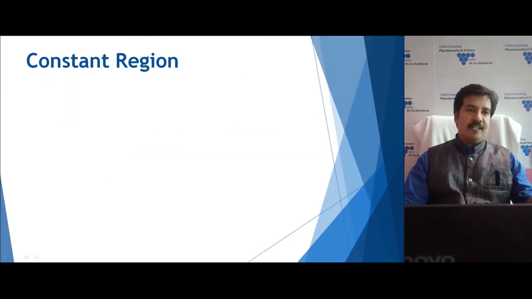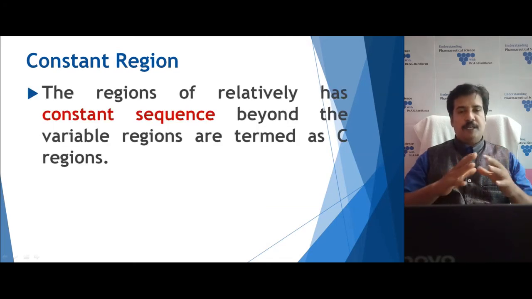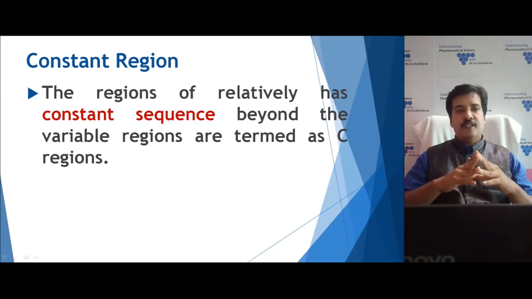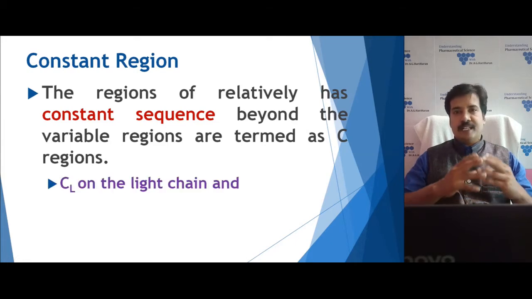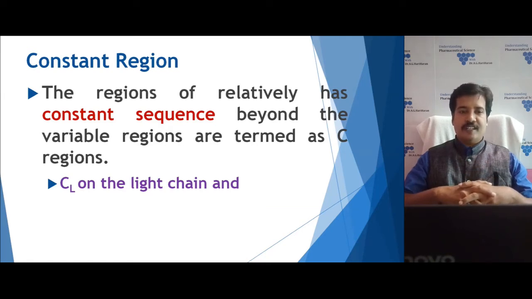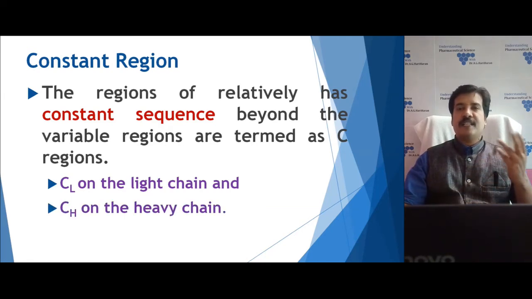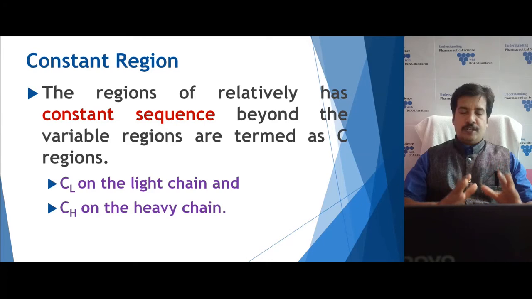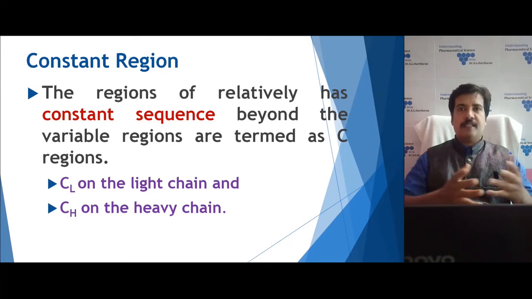The second part is the constant region. This region is constant because it doesn't show any variation in the sequence of amino acids. That's why it is also termed the C region. If it is present in the light chain, we call it the CL region, the constant light chain region. If it is present in the heavy chain, we call it the CH region, the constant heavy chain region. These constant regions help in the subtype classification of the antibody.